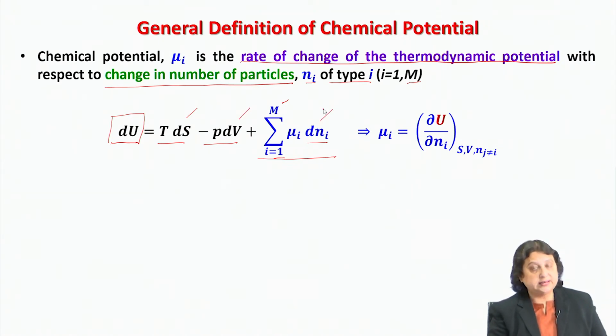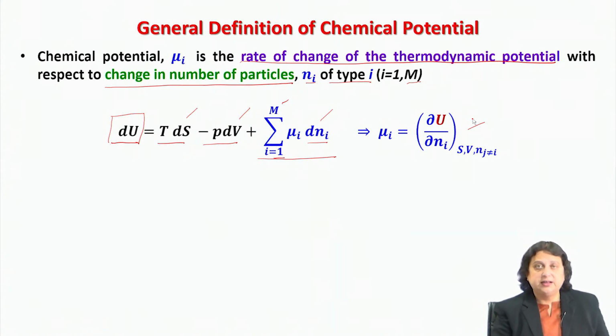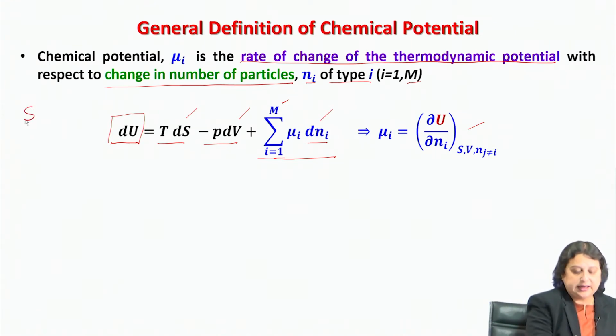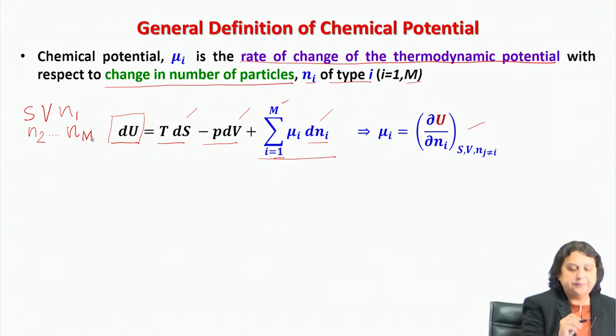And what I find is, by the definition of the exact differential, what should be mu i? Mu i must be del u, del ni, keeping all other variables constant. Now, what are the different variables that we would use for a situation where the thermodynamic potential is u? The different variables that we use are S, V, then N1, N2 and so on up to Nm.